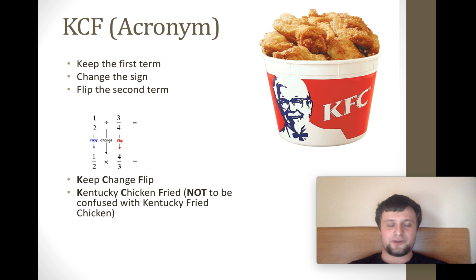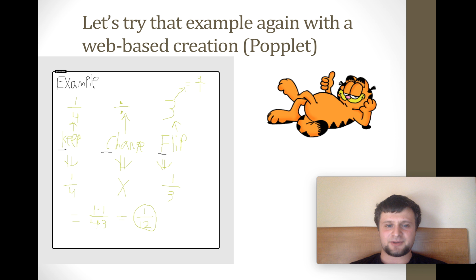Now, 1/4 divided by 3. So the first term, 1/4, we are keeping it the way it is. The division sign, we are changing from a division sign to a multiplication sign. And finally, we are flipping 3. Now 3 is also the same as 3/1. So we are switching the positions of the numerator and the denominator. So 3/1 becomes 1/3. So now 1/4 divided by 3 is the same as 1/4 times 1/3. And that gives us 1/12. So the same answer as before, only this time we used KCF.